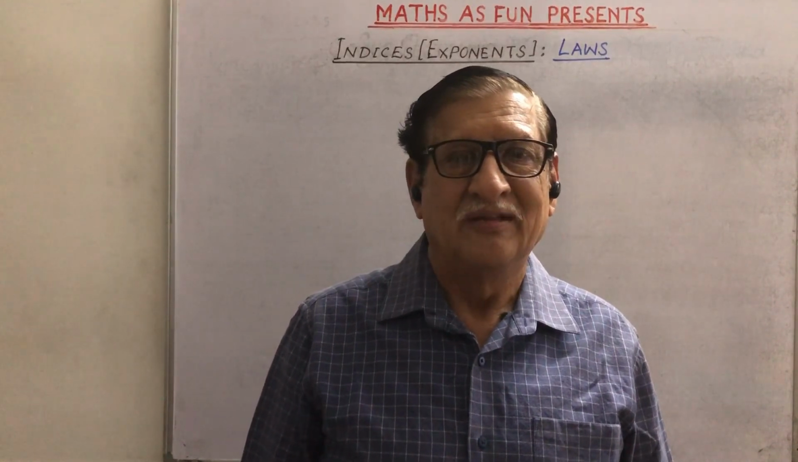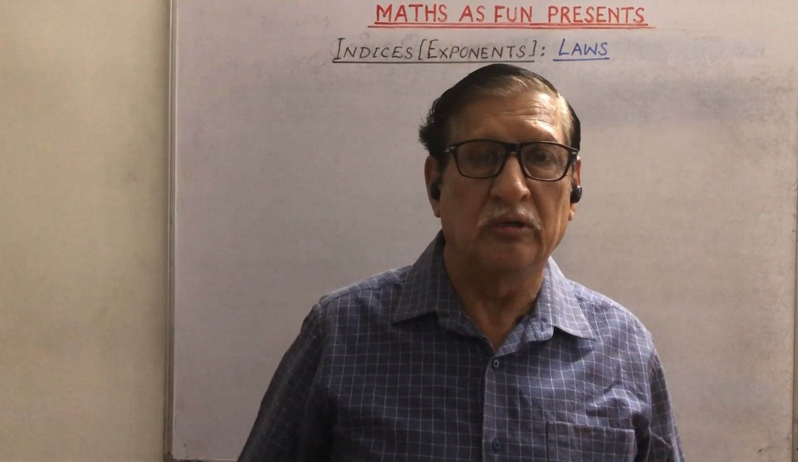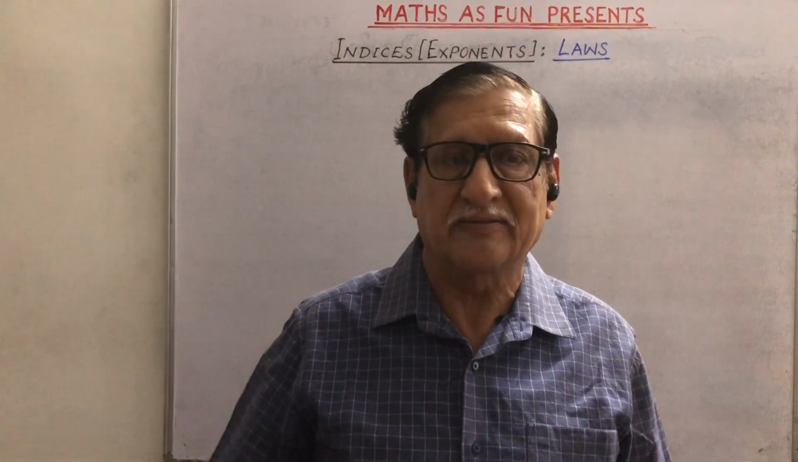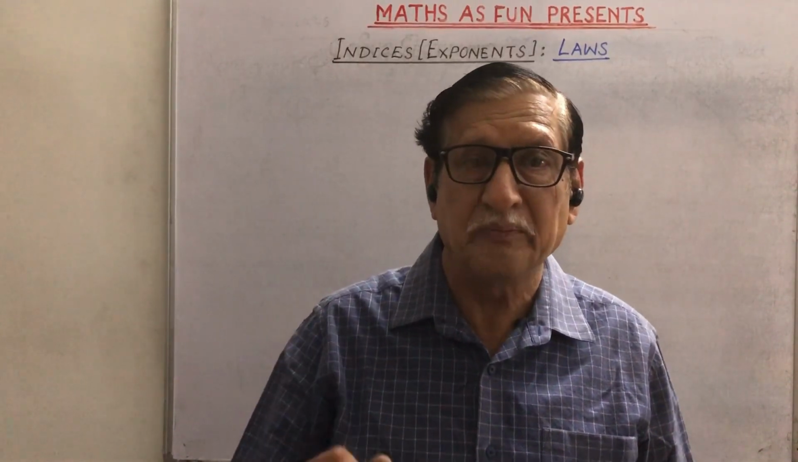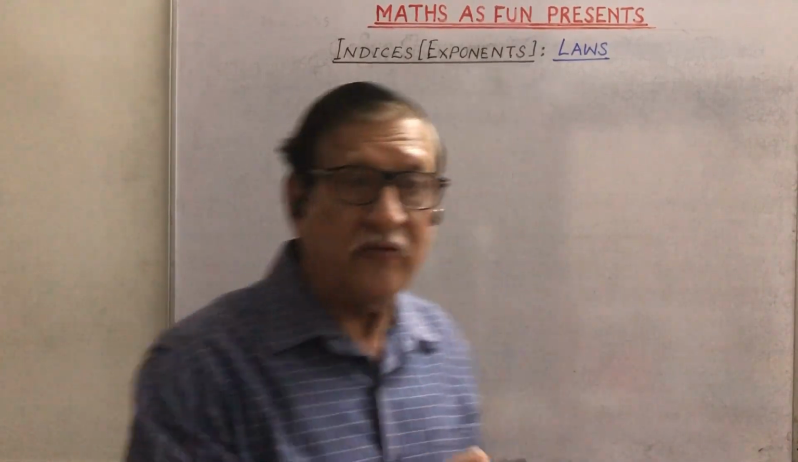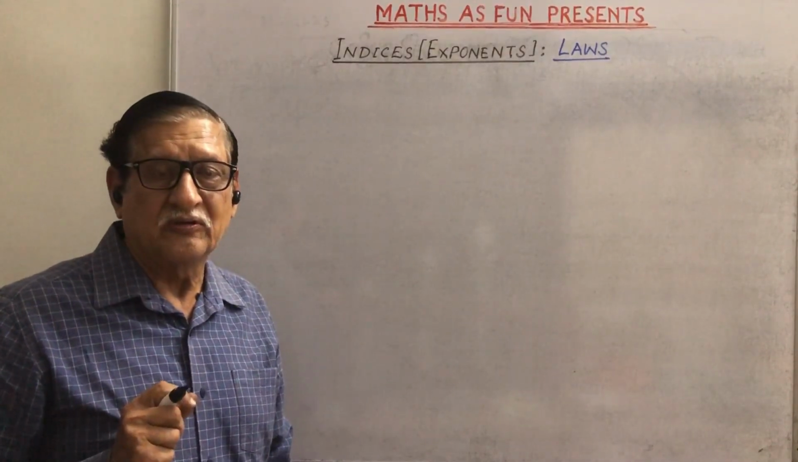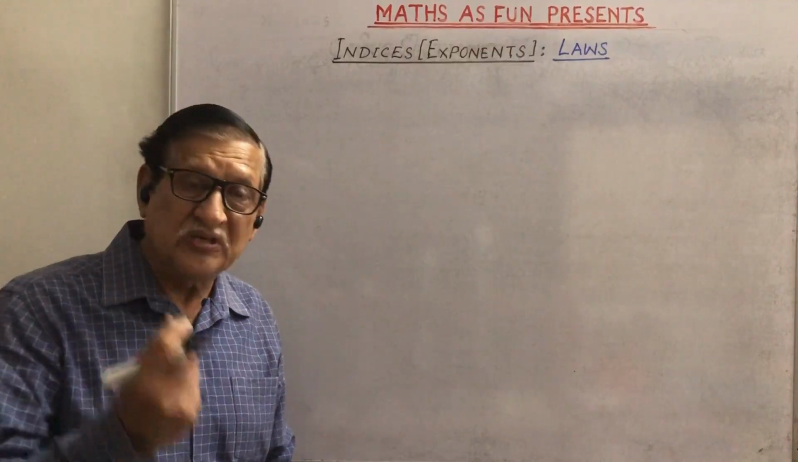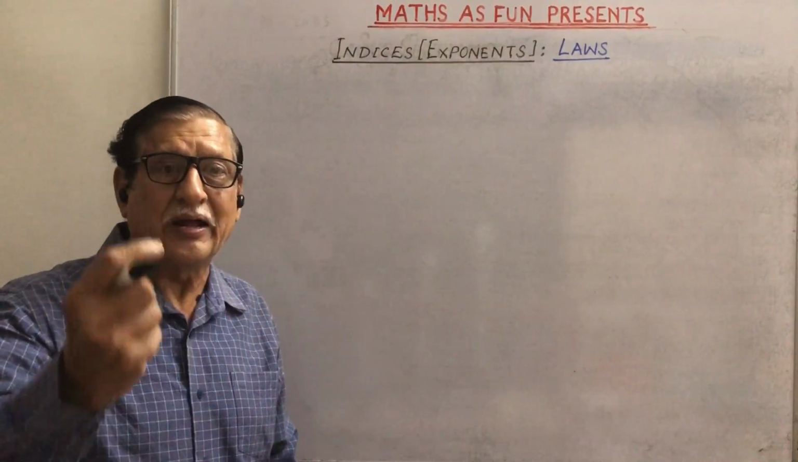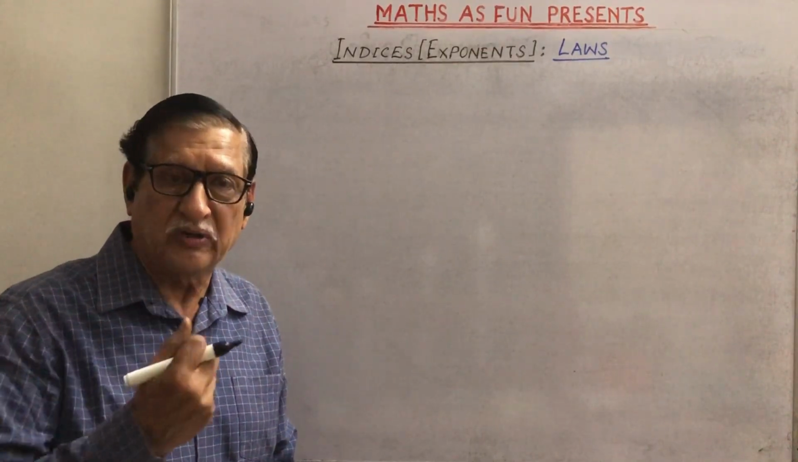Hello everyone. In this video we are going to learn about the indices or the exponents. What is the meaning of that? See, we know that if we multiply any two numbers, then we say that a number has been added to itself a number of times.